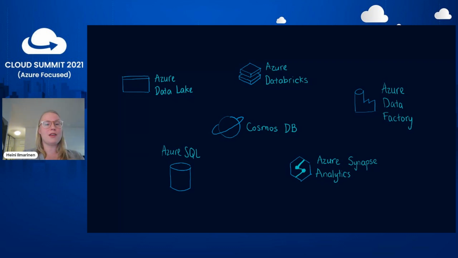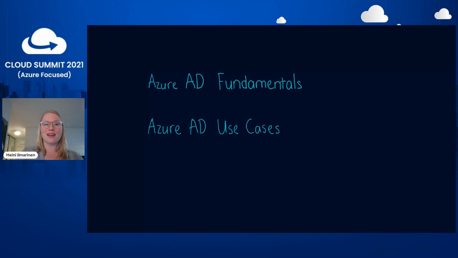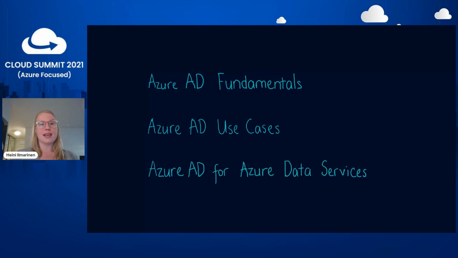So I will be giving you an overview of how to get started with all these different services on the Azure Data Platform side. We're going to start off with a brief run through of Azure AD fundamentals, just getting you up to track with what we're talking about. Then we're going to be looking at some use cases, in particular with Azure AD in conjunction with Azure Data Services. And then we're going to be looking at the entire landscape of Azure Data Services with that set that I just showed you and how we use Azure AD in each of those scenarios.